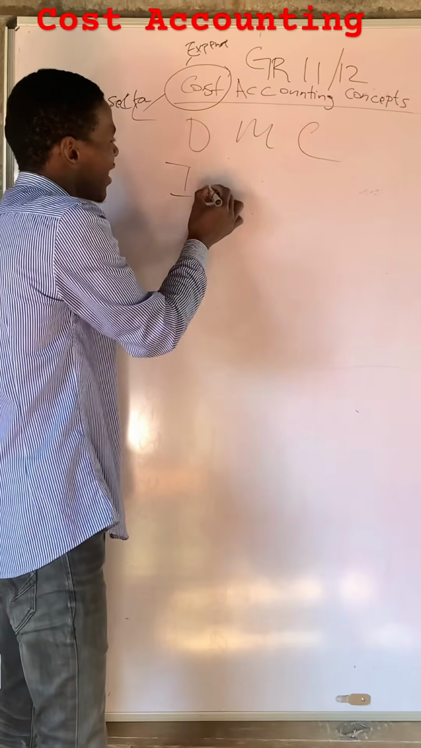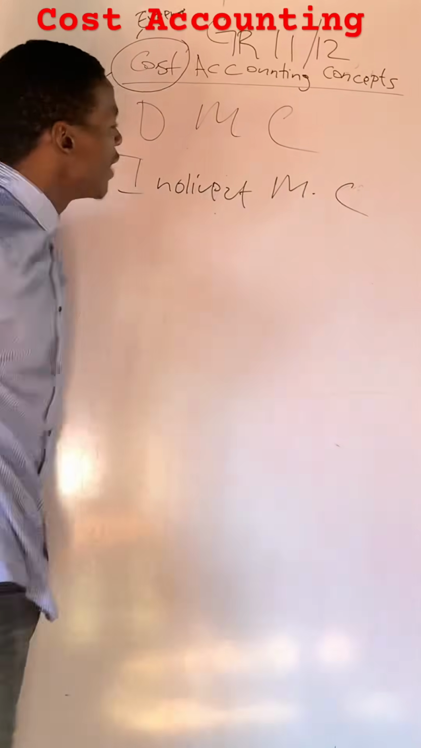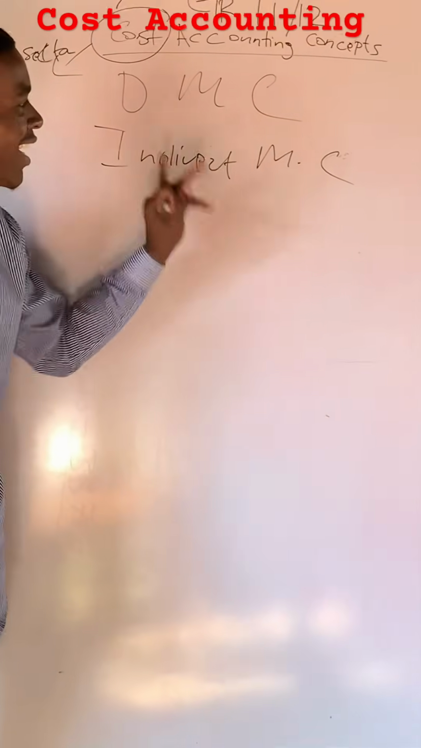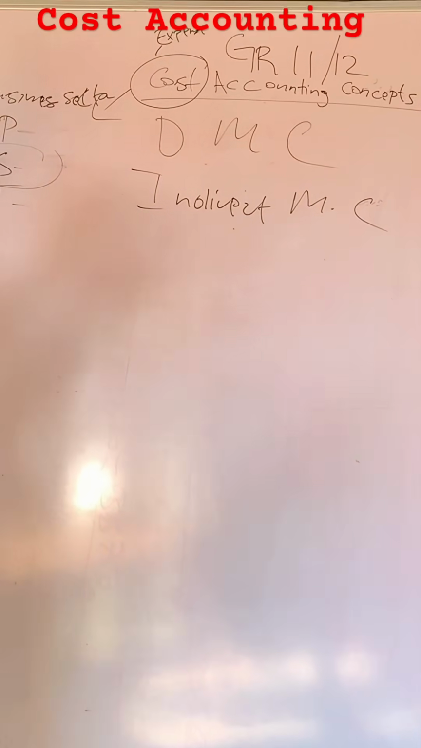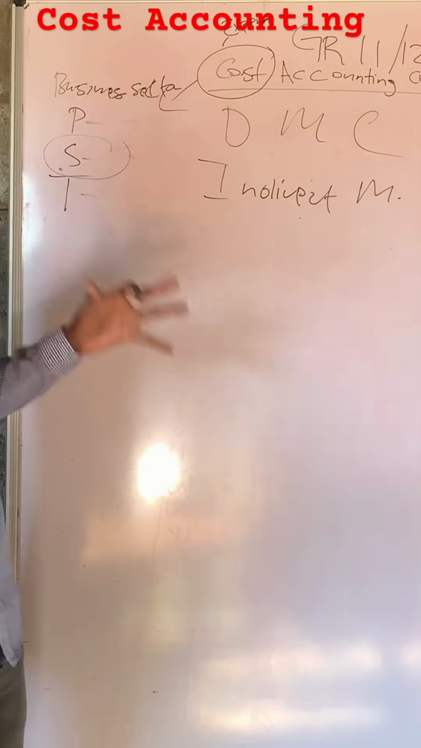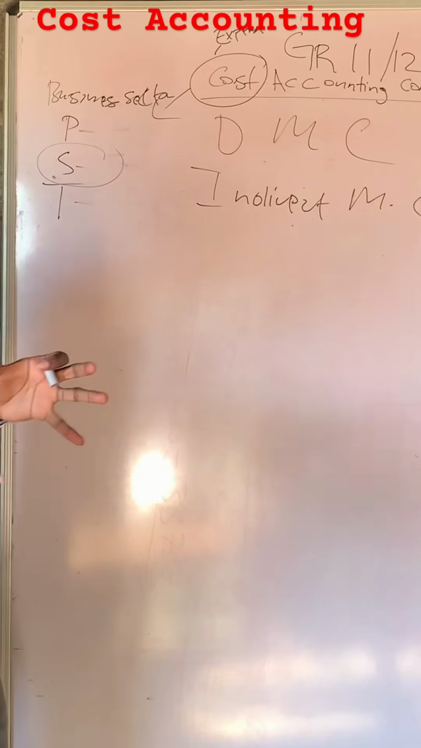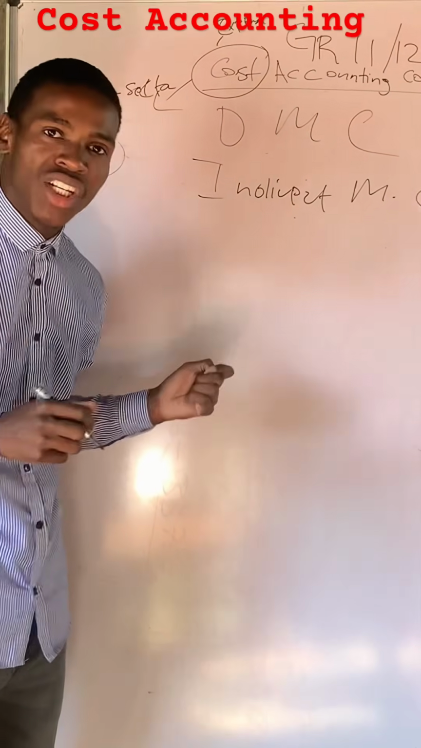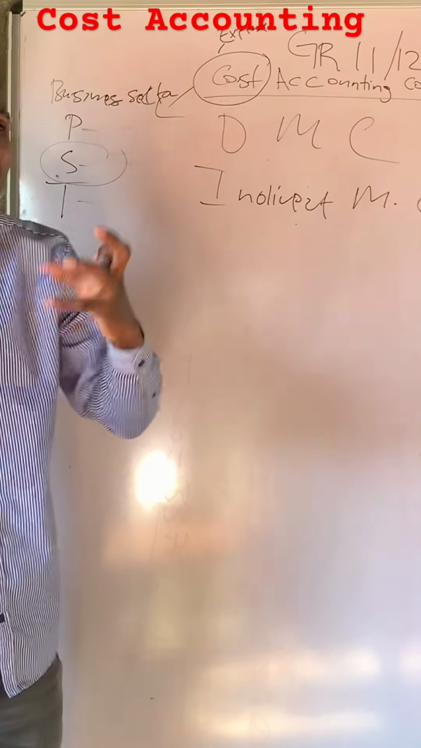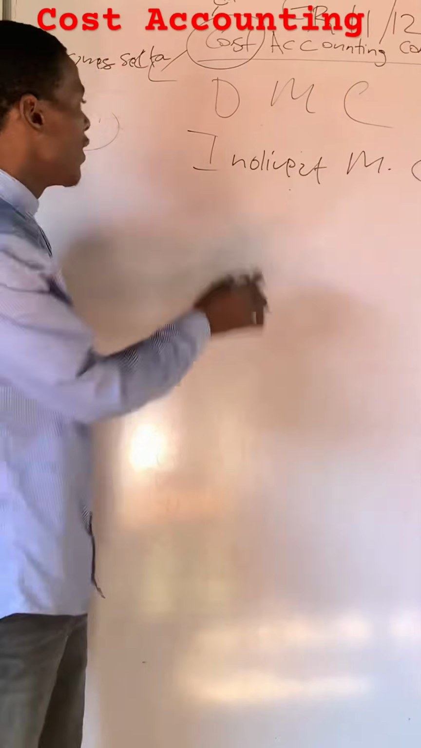Then we have indirect manufacturing cost. When we are talking about indirect cost, we are talking about those particular costs which are not directly involved in making the final products, but are there in the factory, such as cleaning material. So cleaning material is part of indirect material, because it won't make the final products, but it is there to make sure that everything runs accordingly. So that is indirect material cost.